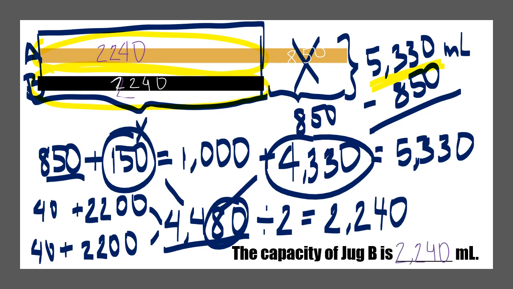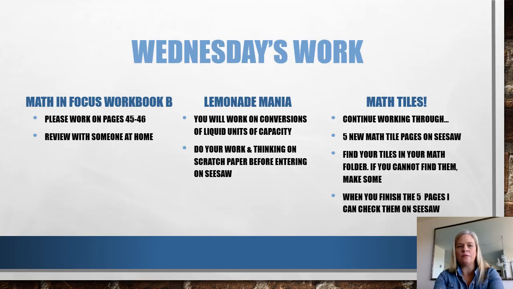2,240 milliliters. All right. For Wednesday's practice, you have a few different things. In your workbook B, please work on pages 45 and 46. There will be 4 story problems. Remember to use strategies of bar models, check your work, record the units you're working in, and state your answer in a sentence. Okay, and then, review with somebody at home.